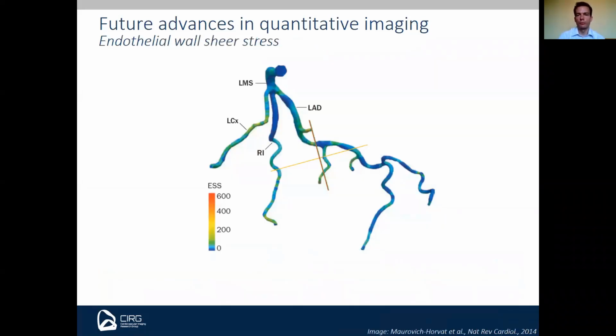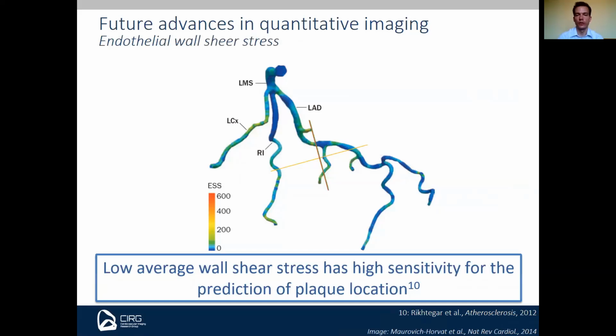Another very interesting part of computational fluid dynamics is that if you export these lumen meshes from Medis, then you can do endothelial wall shear stress analysis. And it has been shown in several papers that the wall shear stress profile of the coronary arteries determines the type and the localization of plaques in the coronary system.